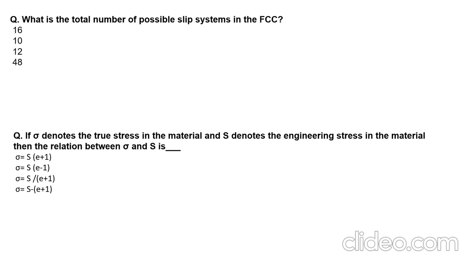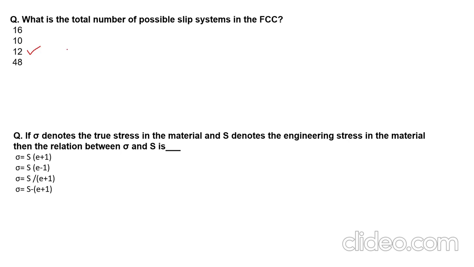Okay, so we have another question. What is the total number of possible slip systems in an FCC? One 12. Yeah, this is right. So we have 12 possible slip systems in FCC.